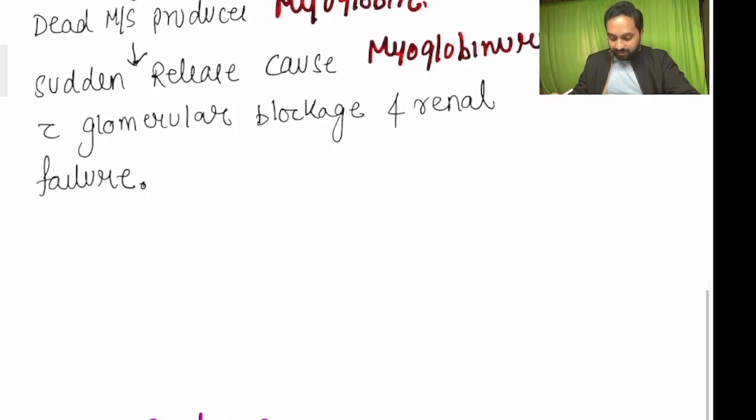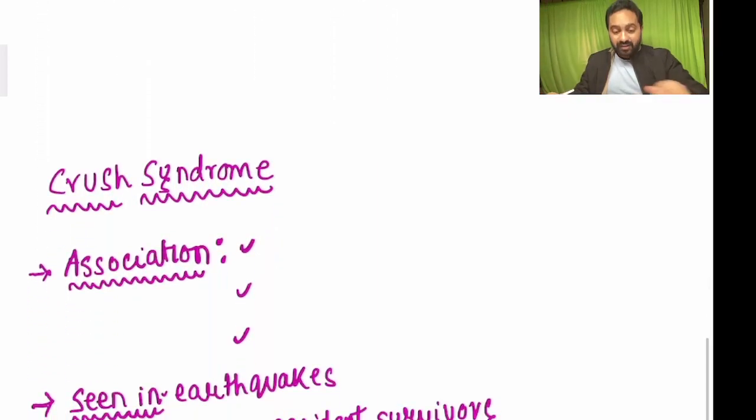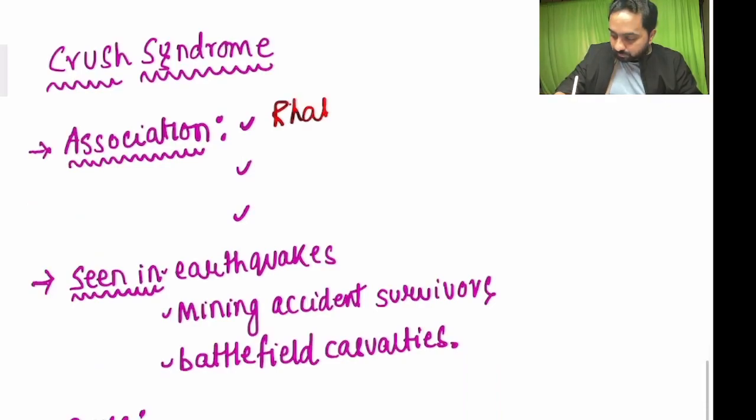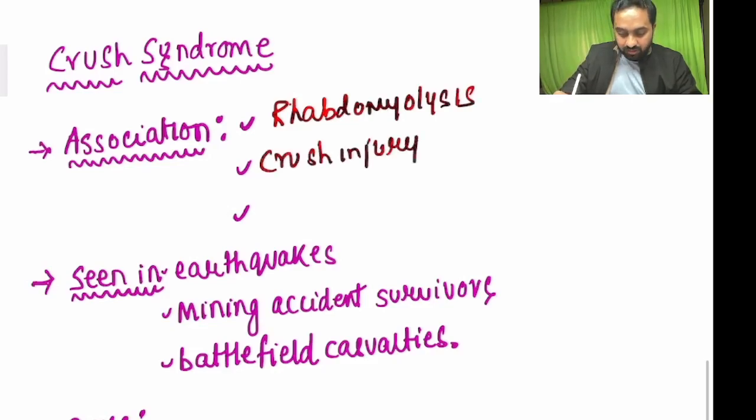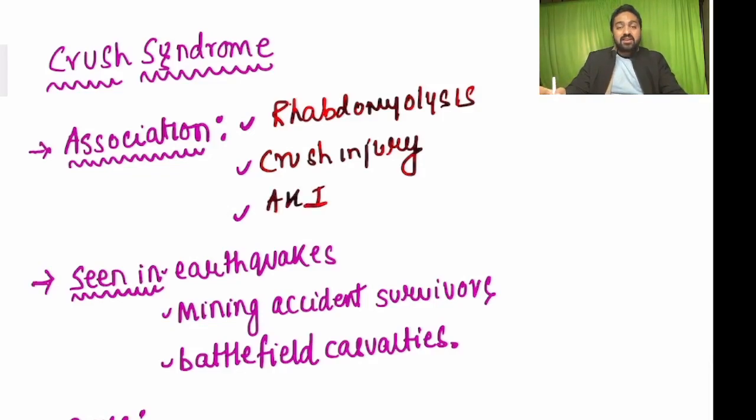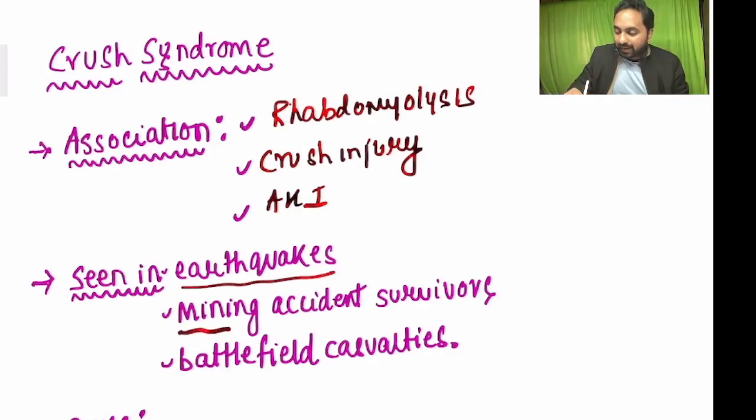So in crush syndrome, we have a few associations, right? So what are these associations? We have the association of rhabdomyolysis, definitely crush injury, and acute kidney injury. Right. So this was first reported in victims that were trapped during the London Blitz. It is usually seen in earthquake scenarios, mining accident survivors, and battlefield casualties.